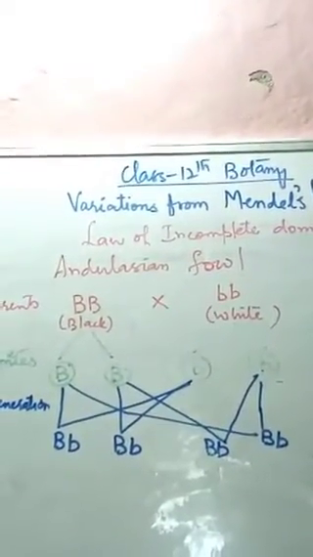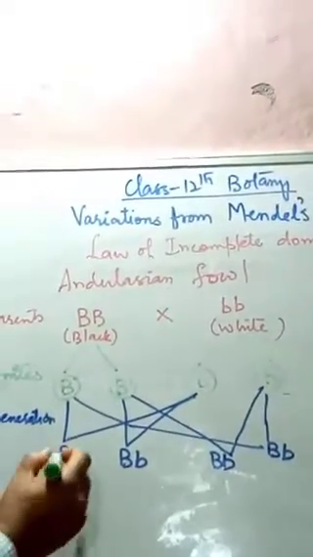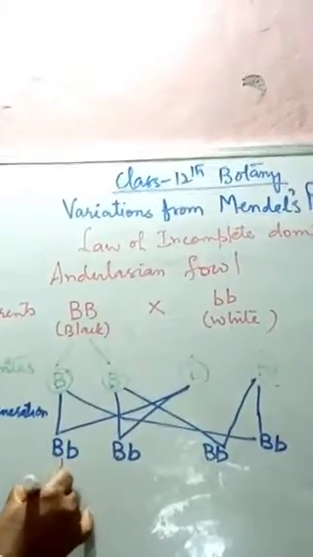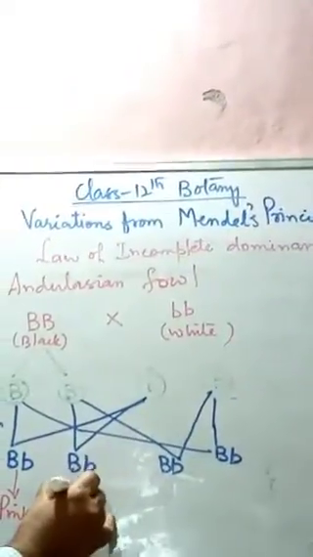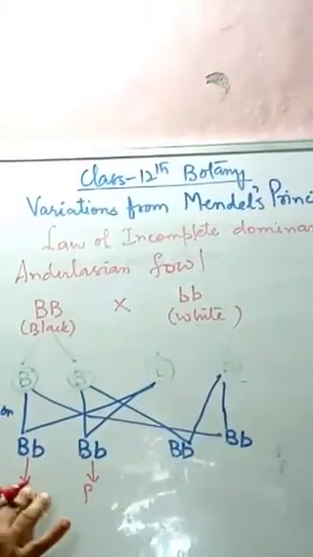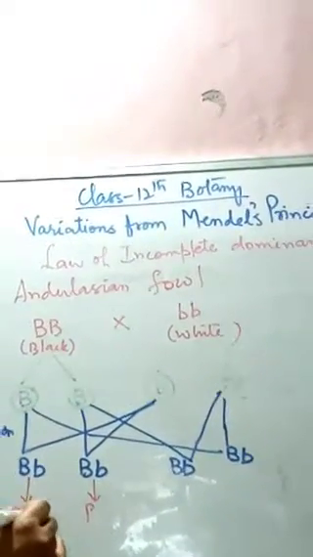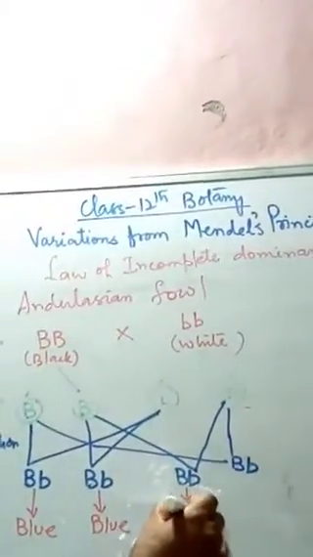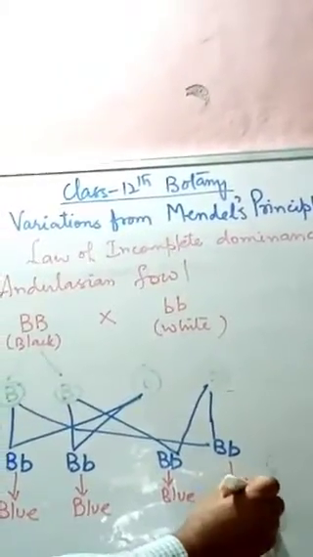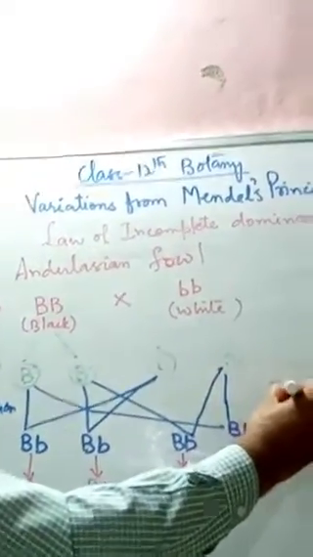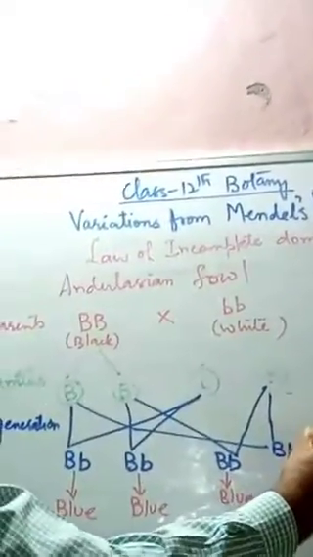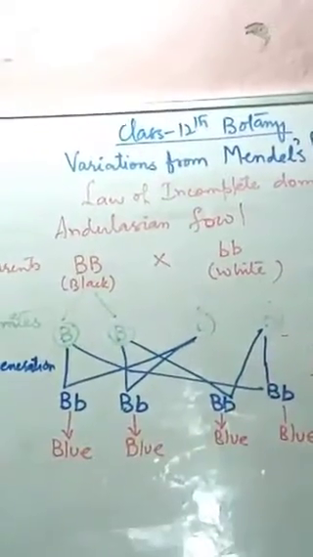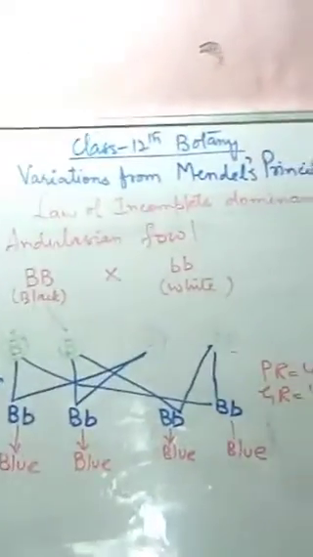But here black does not come. Then what will be the color of the fowl? It is blue. It is blue. When we see the phenotypic ratio, it is 4:0, and the genotypic ratio is also 4:0.